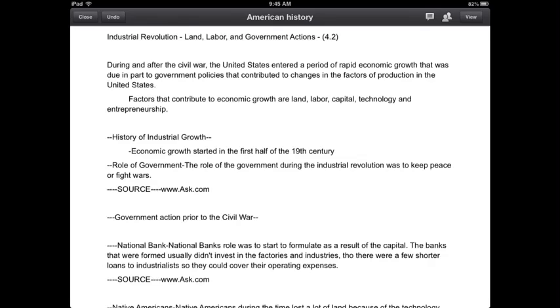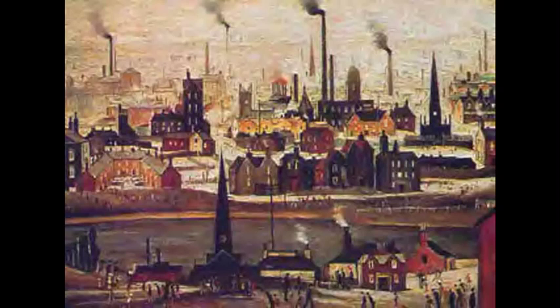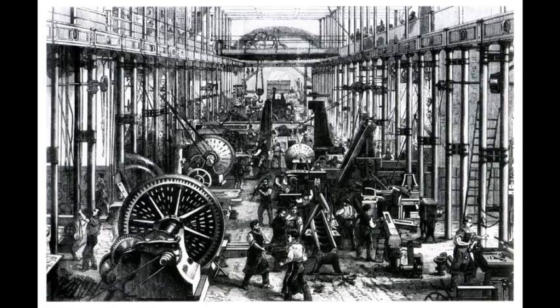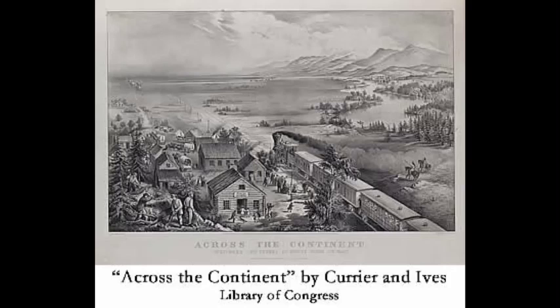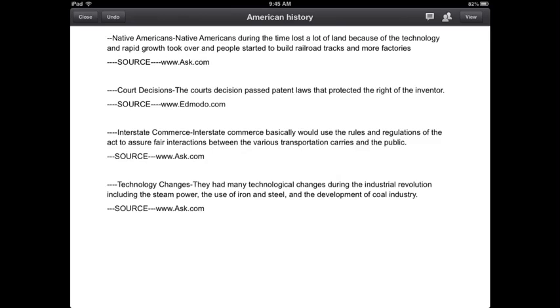The banks that were formed usually didn't invest in the factories and industries, though there were a few shorter loans to industrialists so that they could cover operating expenses. Native Americans during the time lost a lot of land because of technology and rapid growth, which took over, and the people started to build railroad tracks and more factories.